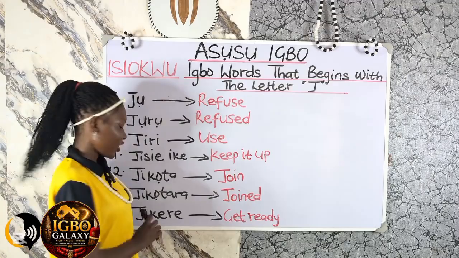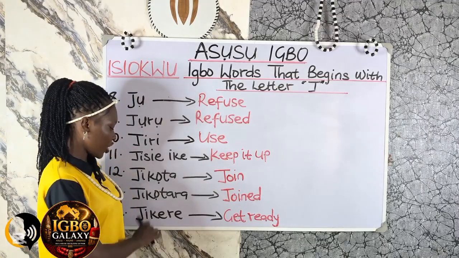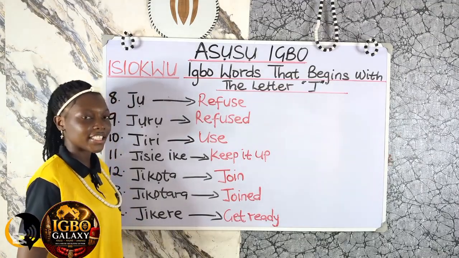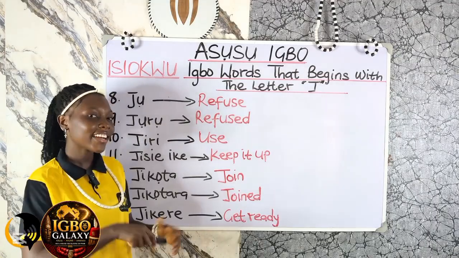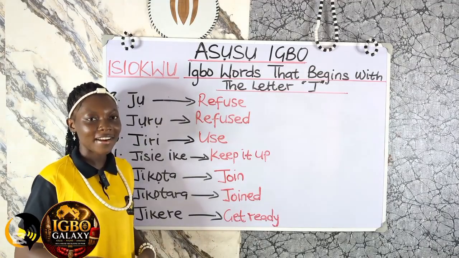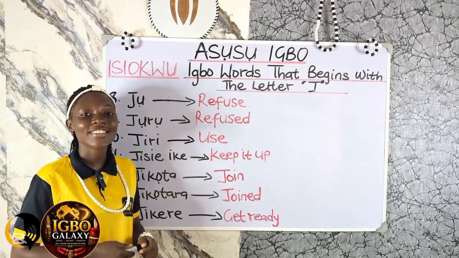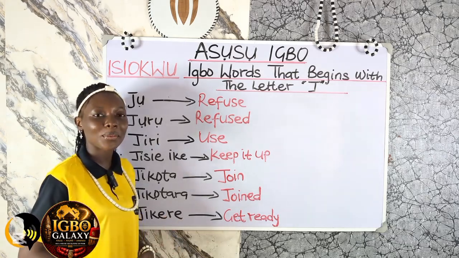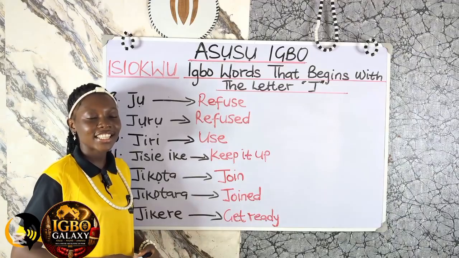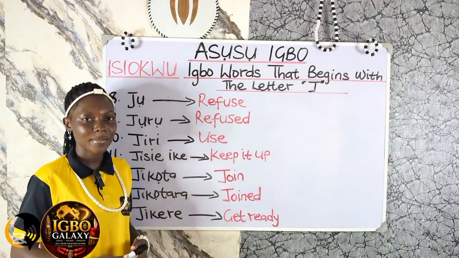Jikere. Get ready. Jikere ka anyị gaa ụlọ oriri na nkwari. Get ready, let us go to the hotel. Jikere ka anyị gaa ụlọ akwụkwọ. Get ready, let us go to school.